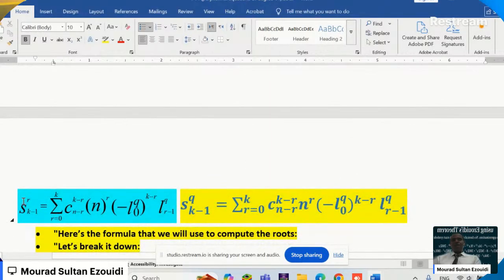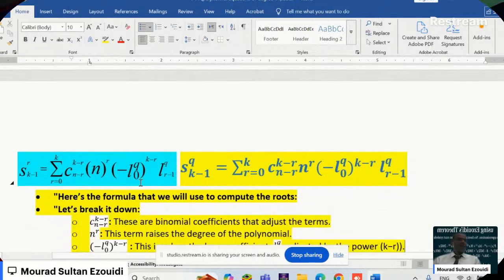Here, the theorem of Professor Mourad Sultan Ezouidi is written as: s k minus 1 of order r equals the sum from 0 to k of combination n minus r choose k minus r, n raised to the power r, between parentheses negative l0 of order q raised to the power k minus r, times l r minus 1 of order q. Here, this is the recursive formula that will help you find the new 14th degree polynomial equation corresponding to the original 14th degree polynomial equation.